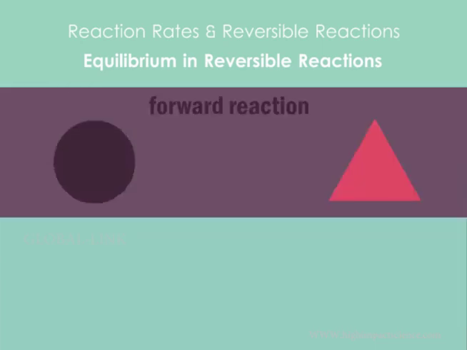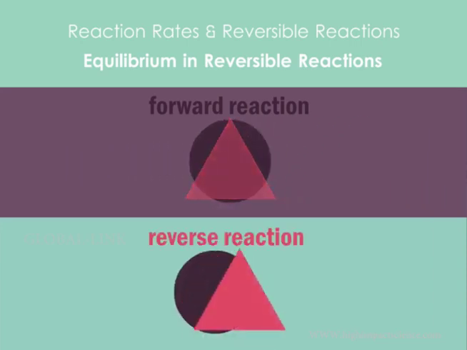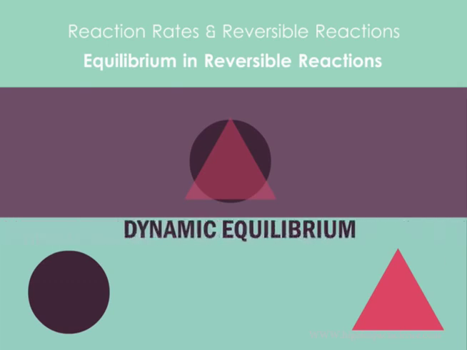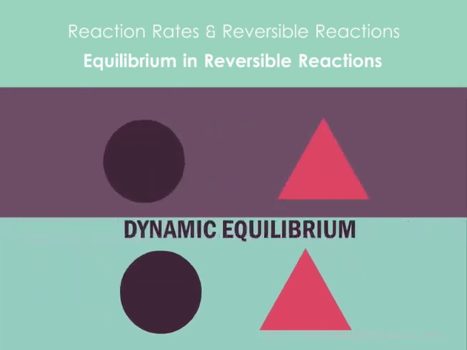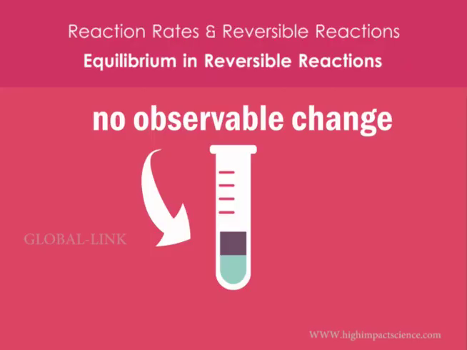If the rate of the forward reaction, that is reactants to products, is the same as the rate of the reverse reaction, that is products to reactants, the reaction is said to be at equilibrium. This is called a dynamic equilibrium because both processes are occurring simultaneously, even though there are no observable changes.